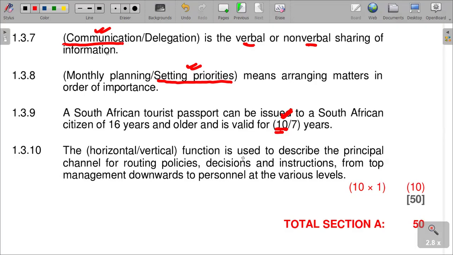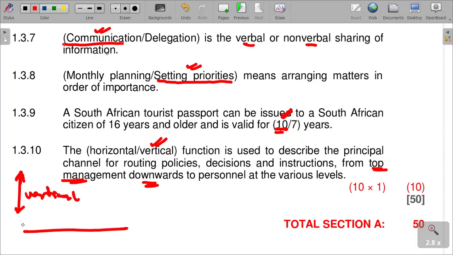And then number 7, the dash function is used to describe the principal channel of routing policies, decisions, and instructions from top management downwards to personnel at various levels. So top to bottom, that is vertical communication. When we are at different levels within an organization, we refer to vertical.